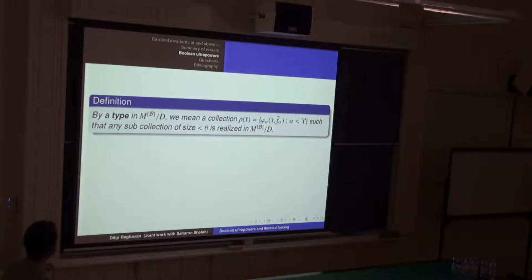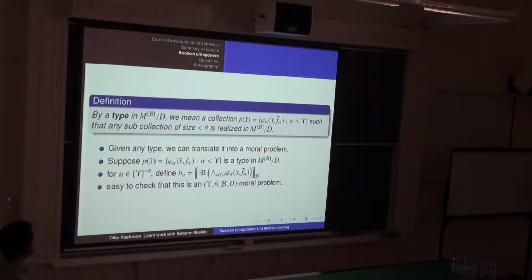Okay, so how are we going to realize a type? What do I mean by a type in the Boolean ultrapower? I just mean a collection of formulas, now L theta theta formulas. I didn't say that, but they are. And we allow parameters from the ultrapower, those are the F alpha bars. So it's just a collection of formulas such that any collection of size less than theta is realized in the Boolean ultrapower.